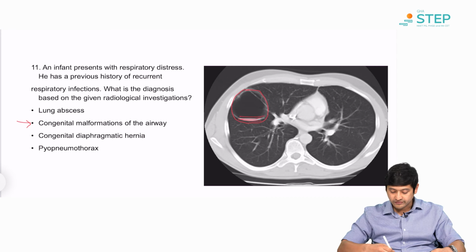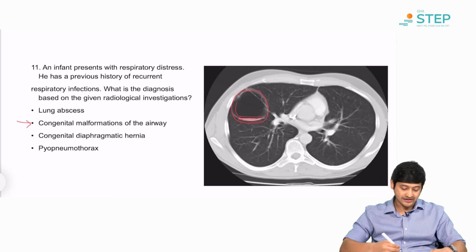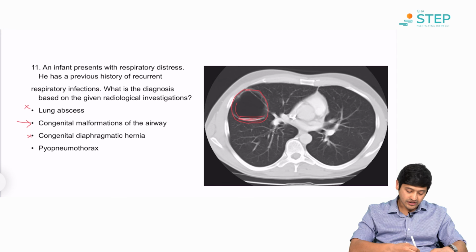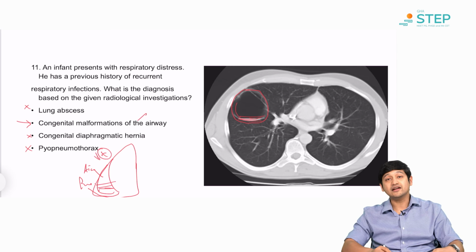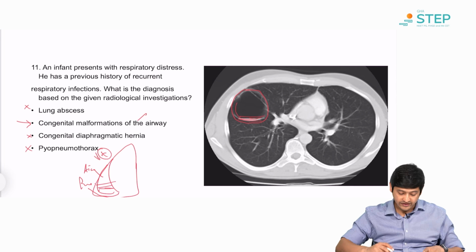Here you can see an infected fluid level, and here in this plane we see one large air-filled space. So not a lung abscess, not a congenital diaphragmatic hernia, not a pyopneumothorax. If you take a pleural space and fill it with pus and air, you'll have air on the top and pus at the bottom. Pyopneumothorax is not the answer that we have here. We are looking at a congenital malformation of the airway.